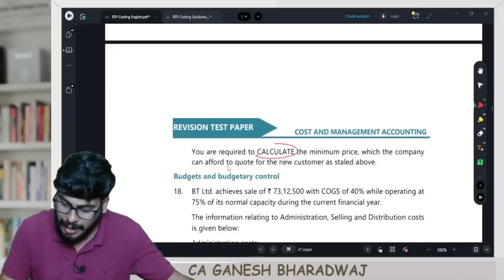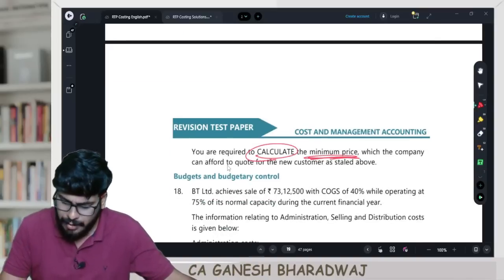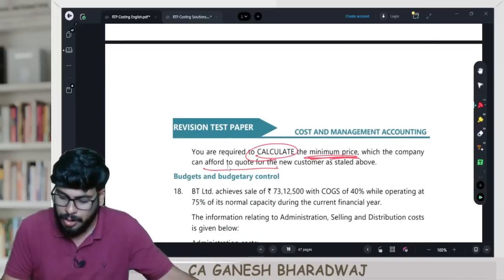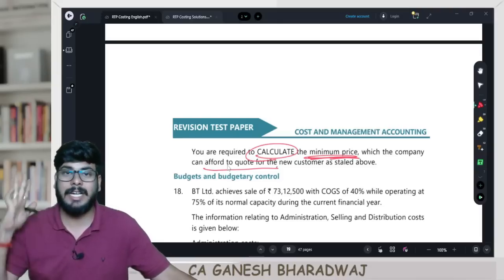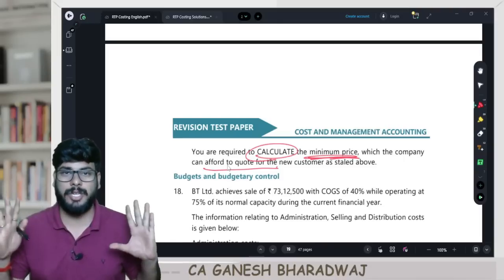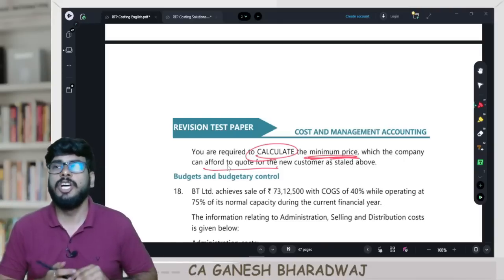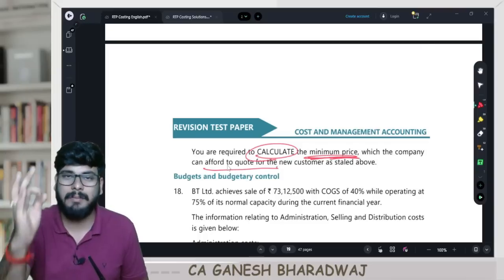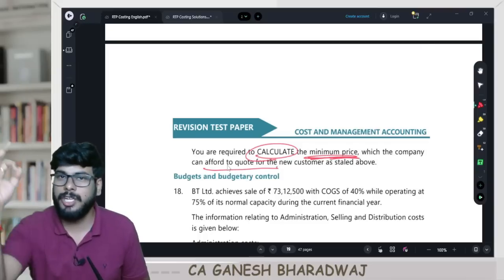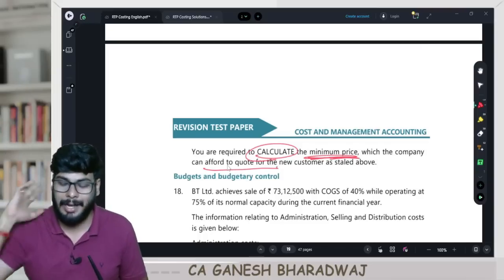You are required to calculate the minimum price which the company can afford to quote for the new customer as stated above. So what they are saying is, given the situation, what is the bare minimum price that you need to quote to this particular new customer? Are you clear with this?